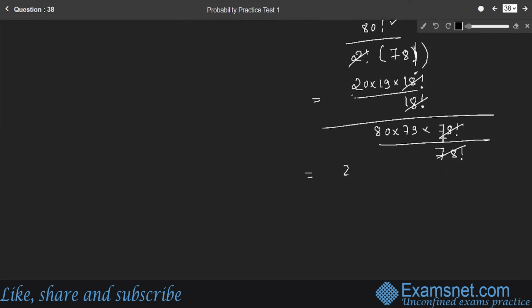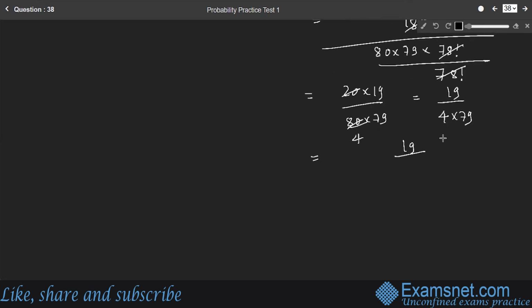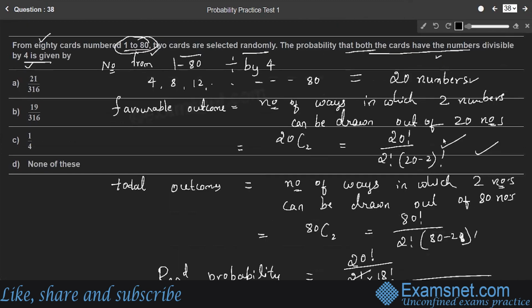Therefore, we have 20 into 19 by 80 into 79. So 20 into 4 is 80. Therefore, we have 19 by 4 into 79. So 4 into 79 is 316. Therefore, 19 by 316 is the required probability. So the probability that both the cards have numbers divisible by 4 is 19 by 316, option B.